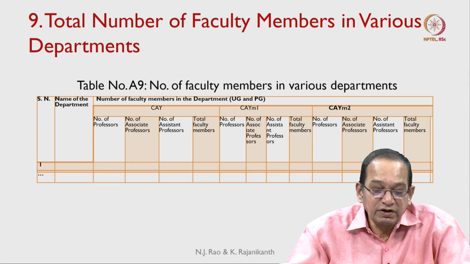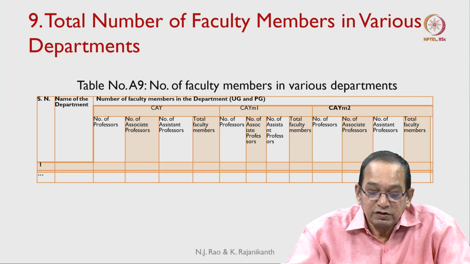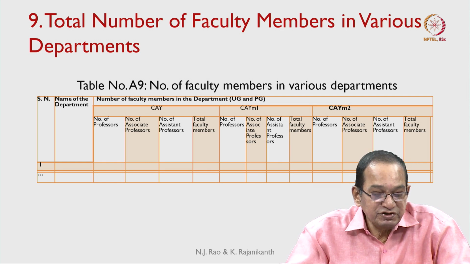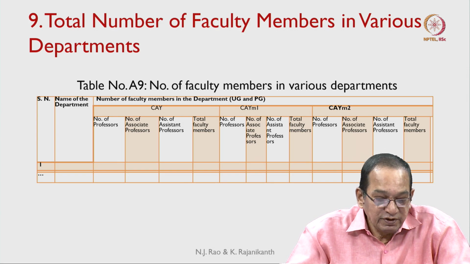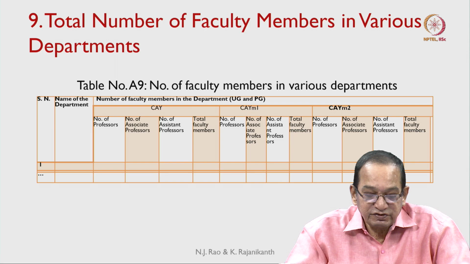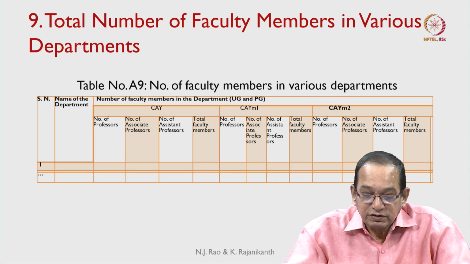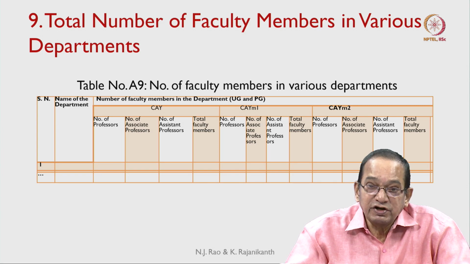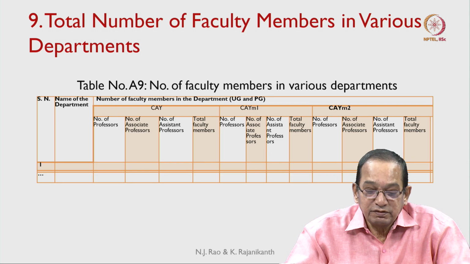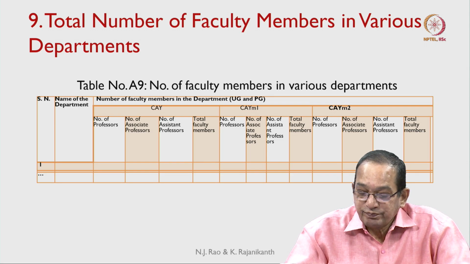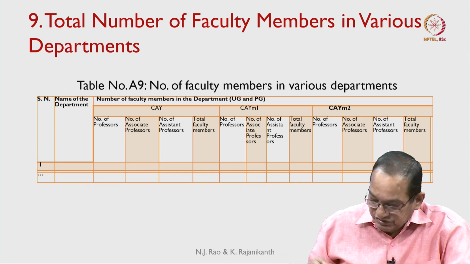Then we have to provide details of faculty members in various departments, both UG and PG. The name of the department, then details of the faculty: how many professors, how many associate professors, how many assistant professors, and the total faculty members. These details we will have to give for 3 academic years: current academic year, current academic year -1 and current academic year -2. For 3 years you provide these details.